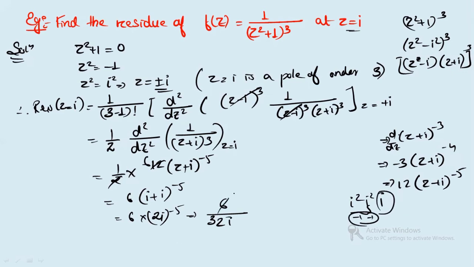So if you do this, what do you get? 2 threes are 6, 2 sixteens are 32. So it is 3 by 16 i in the denominator. But if you take it to the numerator, it will be minus i. So minus 3i by 16 is the residue for z equals i, which is a pole of order 3. You just have to do the calculation. Clear?